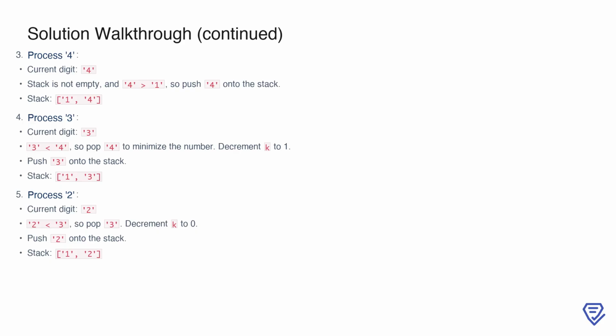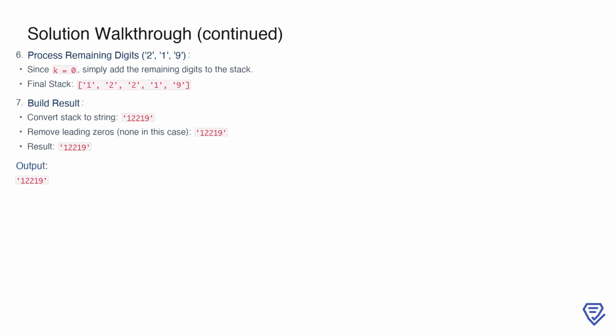For the digit 2, since 2 is less than 3, we again pop the top of the stack, 3, and decrement k to 0. With k now 0, we push 2 onto the stack, leaving us with 1, 2. Now that k has reached 0, we no longer need to remove any digits. For the remaining digits in the number, 2, 1, and 9, we simply add them to the stack. This gives us the final stack of 1, 2, 2, 1, 9.